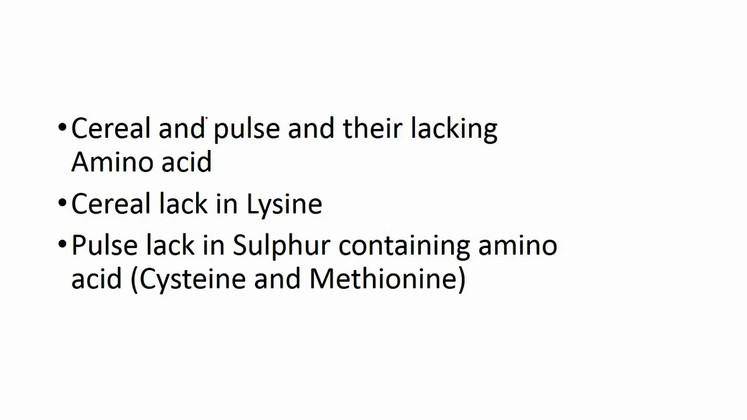Now in nutrition, we all get confused about what is the lacking amino acid in cereal and pulses. To clear this, we have to pronounce this as cereal and pulse. Cereal sounds with L, so it lacks lysine. Pulse sounds with S, so it lacks sulfur containing amino acids, that is cysteine and methionine. So that is the mnemonic you have to remember. Cereal lacks lysine, and pulse lacks sulfur containing amino acid. You should not say cereals, and you should not confuse that also. I am reminding you here, it is cereal and pulse, you have to remember that way.